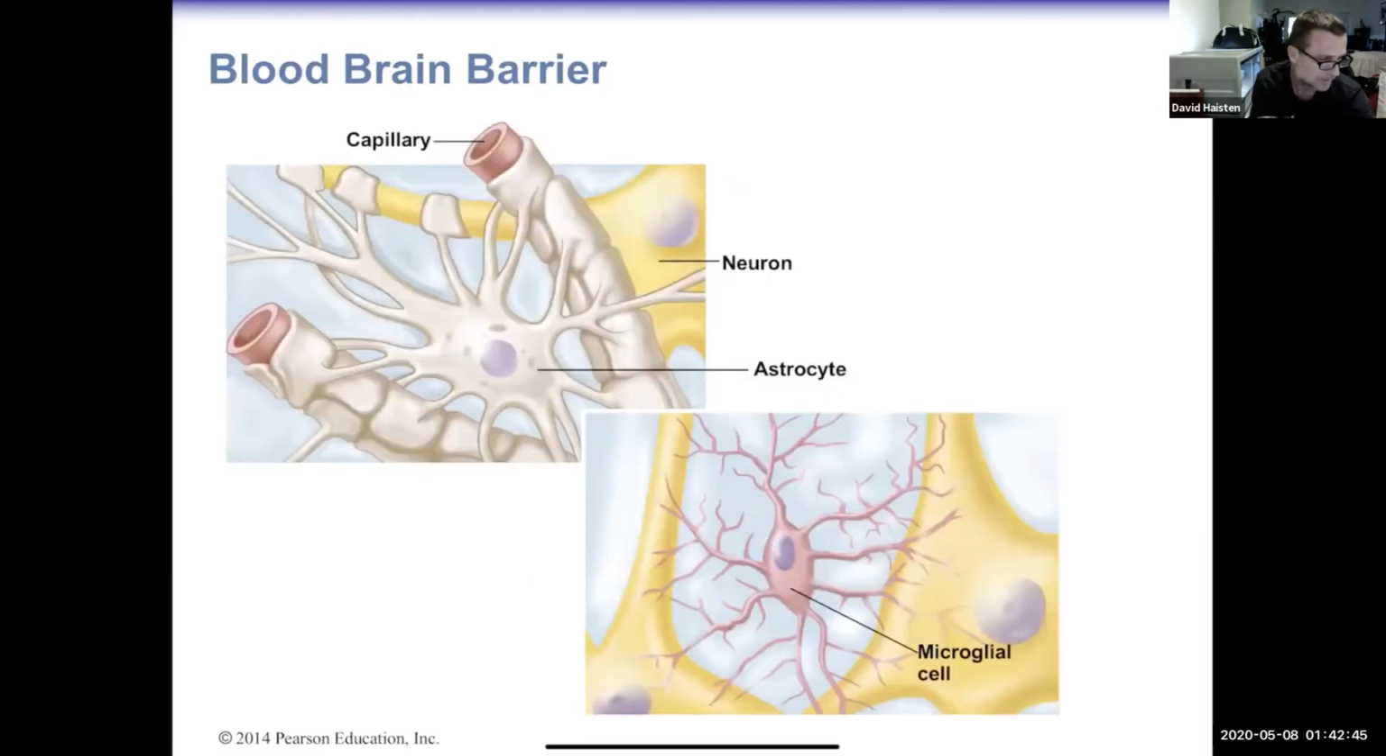Oh yeah, here's astrocytes, okay. Wrapped around neurons and capillaries at the same time. So microglial cells are present too. They're not really forming the blood-brain barrier. Those are just immune cells.